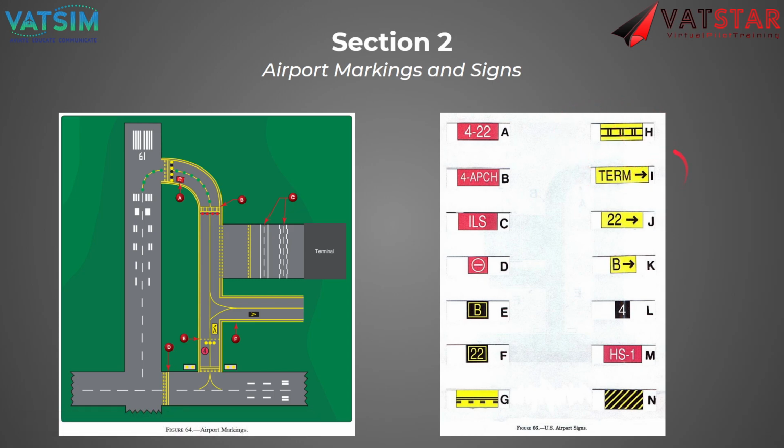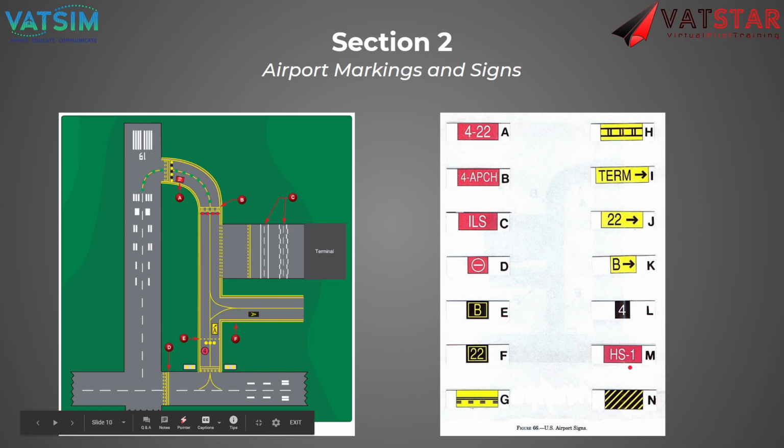This is a terminal direction indicator. This is a runway direction indicator, so this tells you how to get to runway 22. This is a taxiway turn indicator or intersection indicator. This tells you, hey, taxiway Bravo's that way. This again is a runway remaining indicator. This tells you how many feet, in thousands of feet, are remaining on a runway.